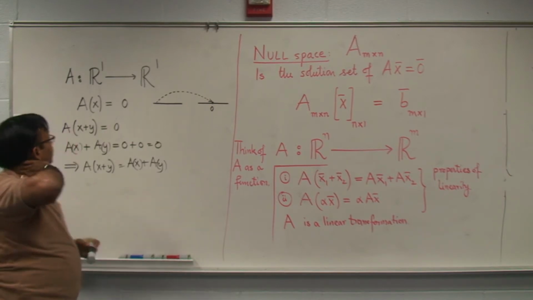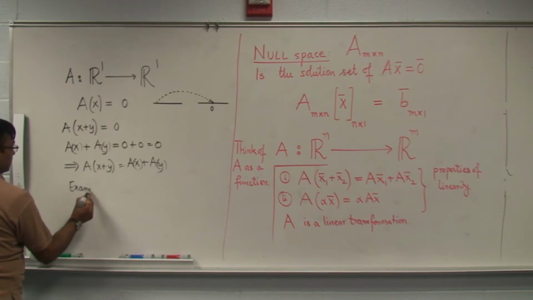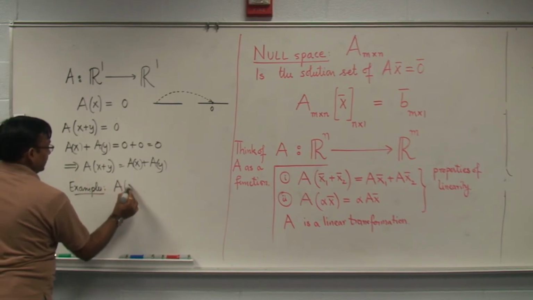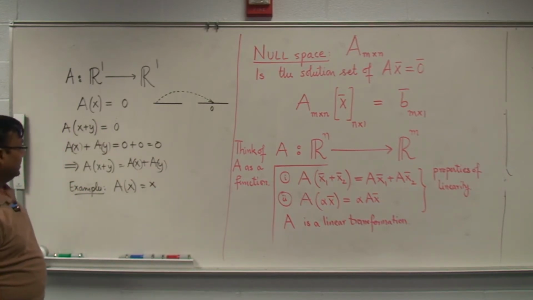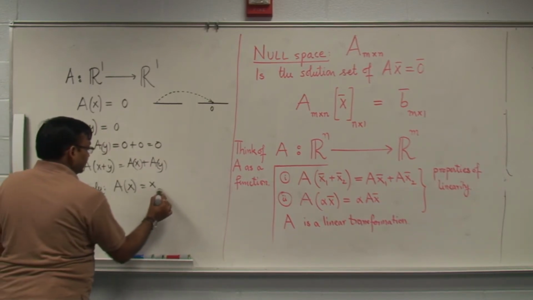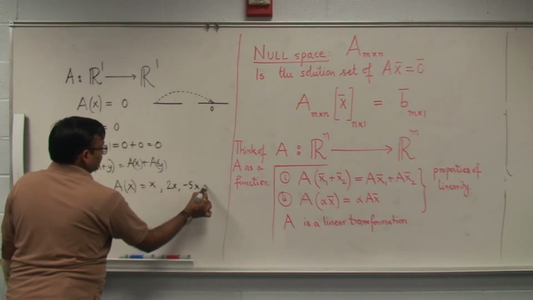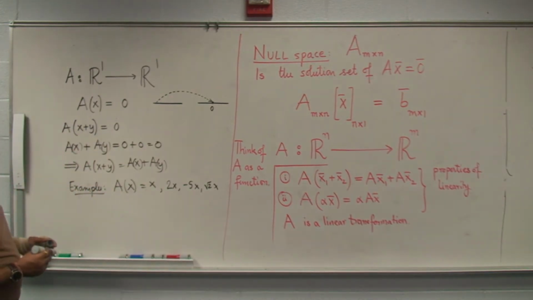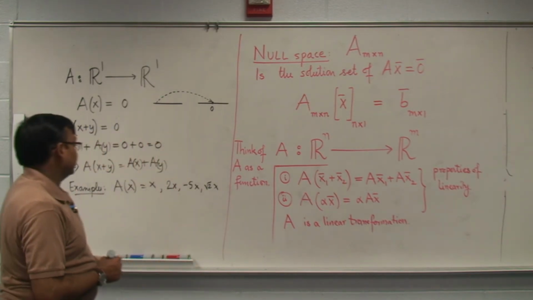Do we know of any other linear function from R1 to R1? How about Ax is equal to x? Is it a linear function? How about Ax is equal to 2x, or minus 5x, or square root of 2 times x? Are these all linear functions? You'll see any time I multiply x by a scalar, I get a linear function.